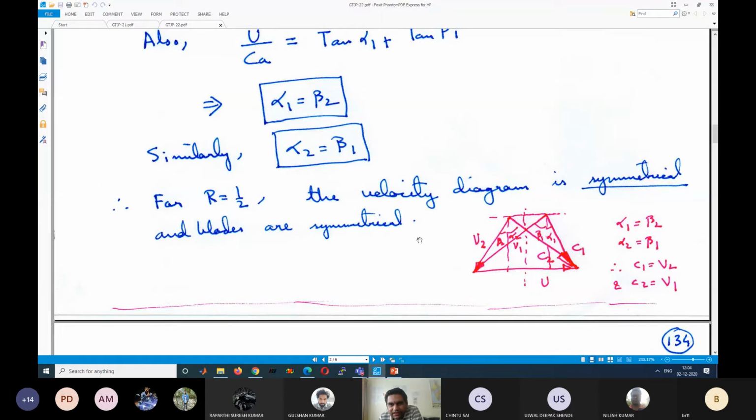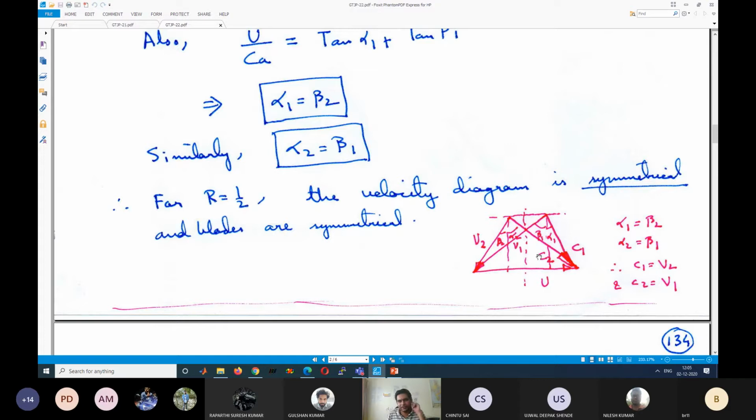So this inlet velocity triangle, V1, U and C1, is as if it is getting reflected along the center line. So it becomes V2, C2 and U. From this we can also see that for this case C1 should be equal to V2 because it is symmetrical, and C2 should be equal to V1. C1 should be equal to V2 and C2 should be equal to V1. And this is also understandable. I have not done it here, but if you try to solve it, you will see that the diffusion is exactly equal for both the rotor and the stator.